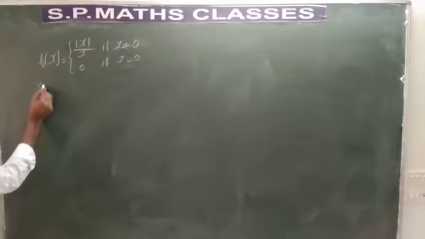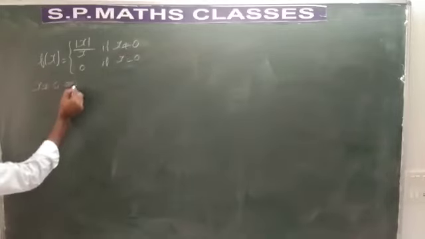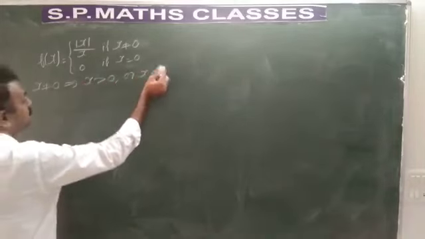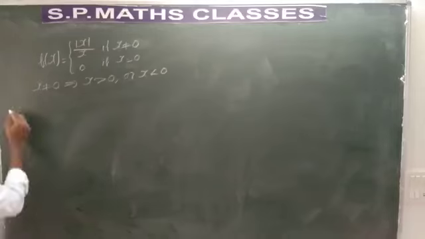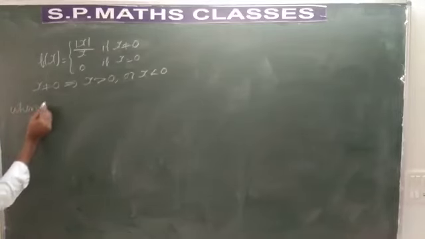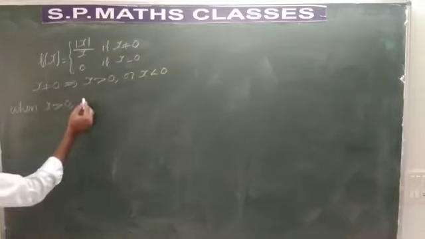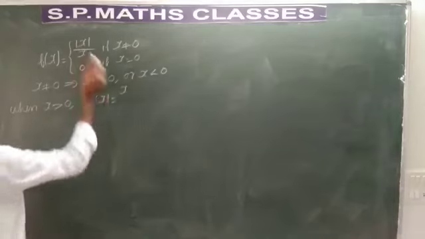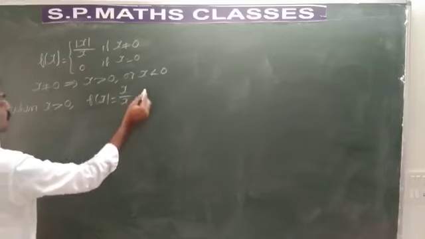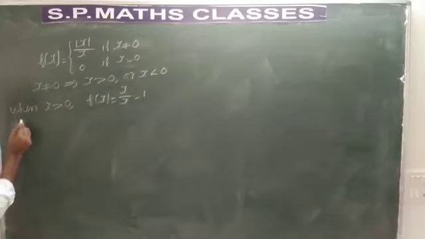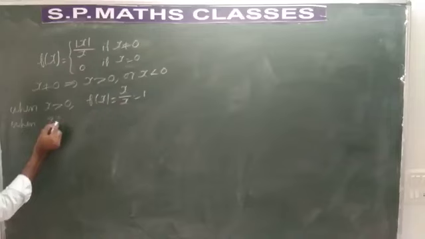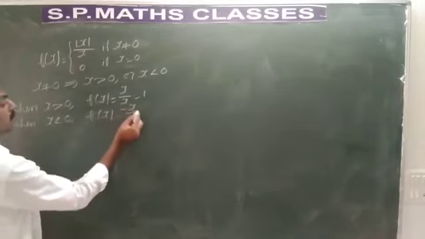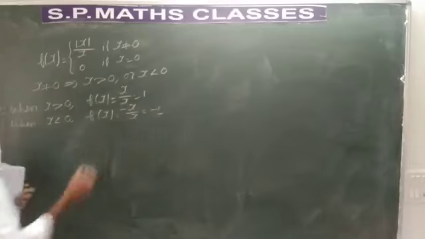You know, x not equal to 0 implies x greater than 0 or x less than 0. We will take first when x is greater than 0. You know the definition of the modulus function: modulus x should be taken as x, so x by x is equal to 1. When x is less than 0, f of x will be minus x by x, that's equal to minus 1.